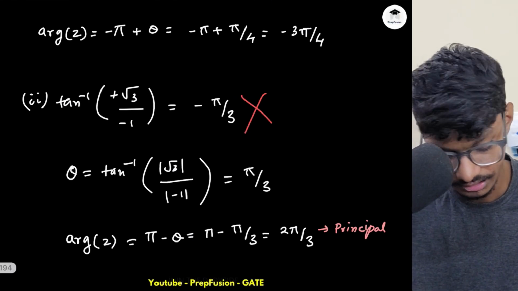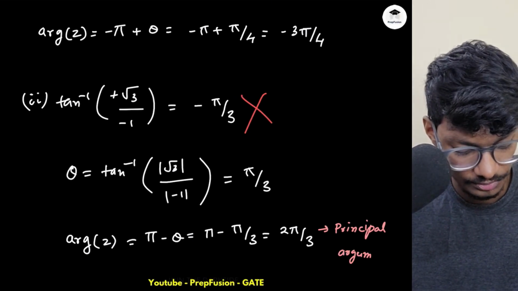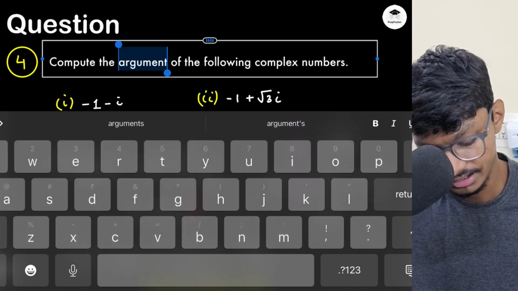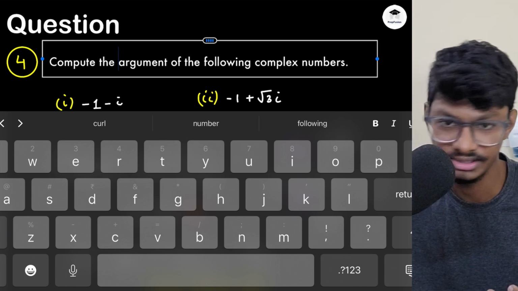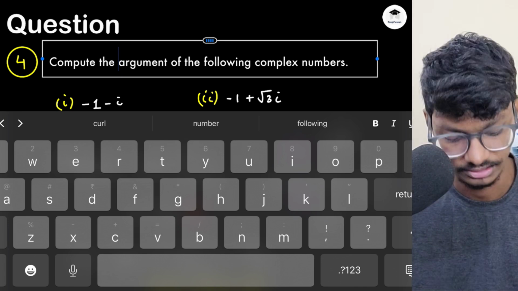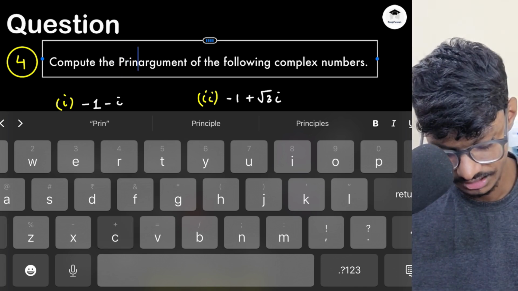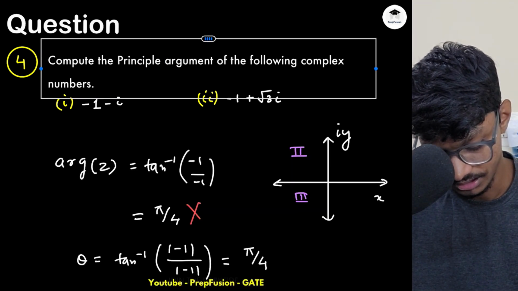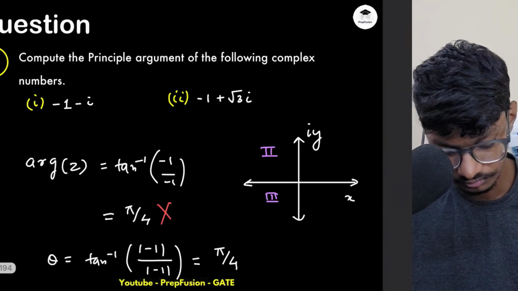Okay, so I will write here: the principal argument should always lie between minus pi and pi, but any other argument can lie anywhere. If I add 2 pi to it, it's the same thing, right? I'm just rotating a complete circle. It's the same thing. So that's why it's the principal argument. It is very important to understand this.